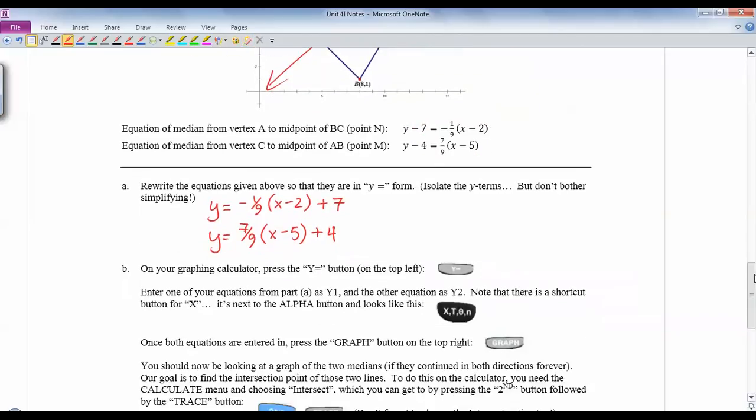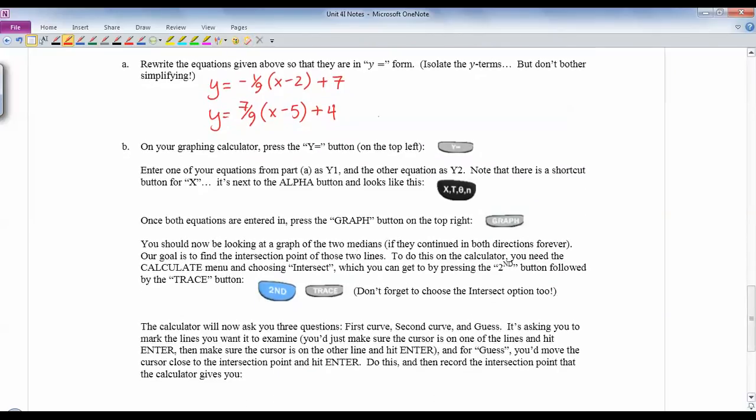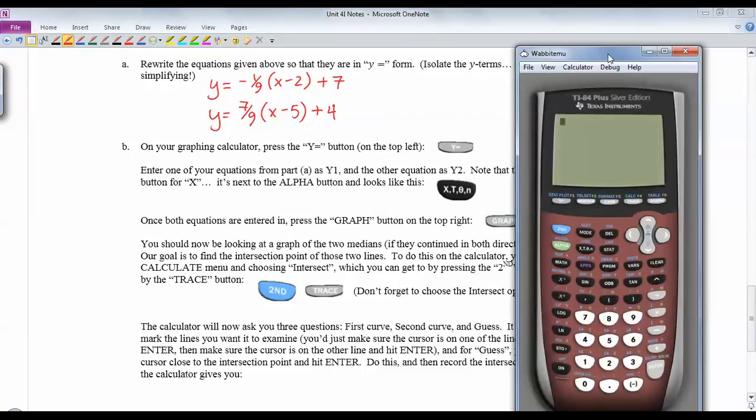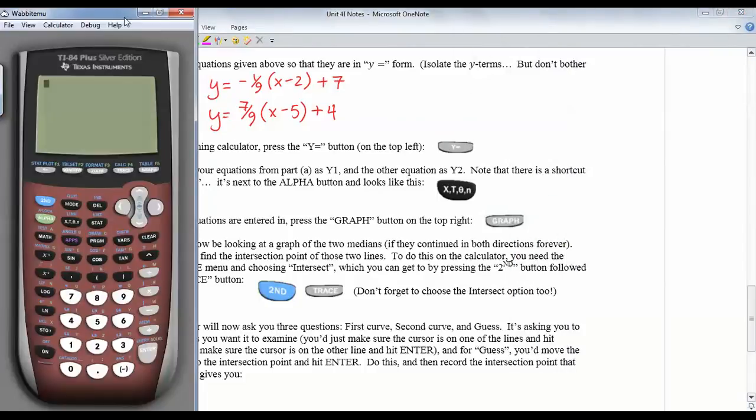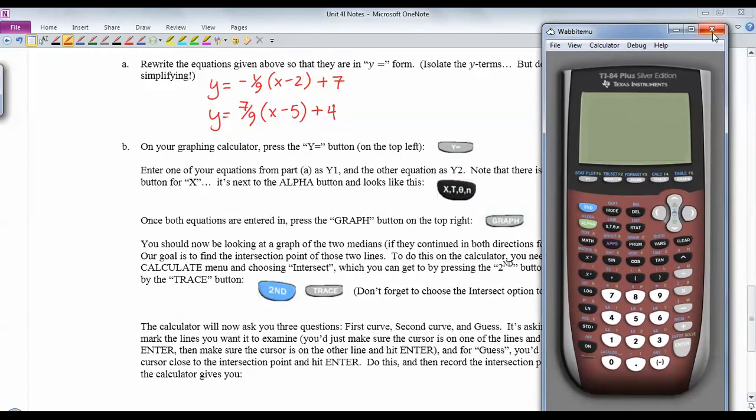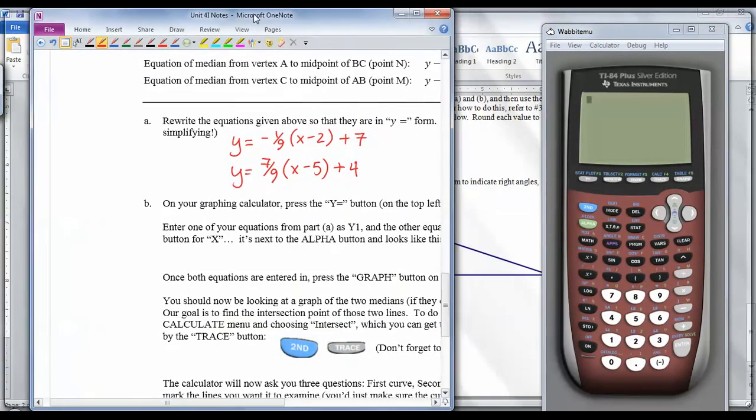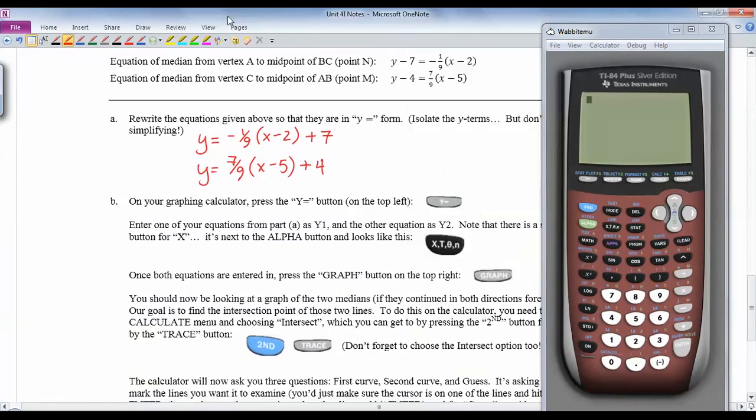Now I'm going to go to my calculator. These are step-by-step instructions here. So here's the calculator, right there. I'll put it over here. I'll shrink this one down just a little bit. Nope, it didn't shrink.